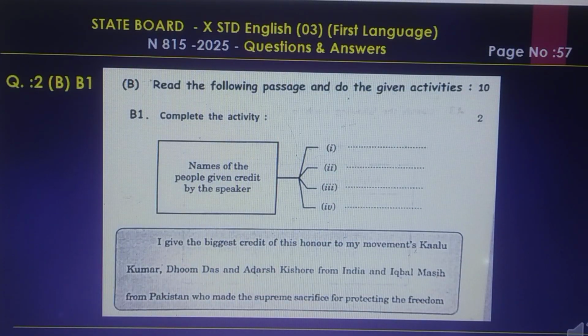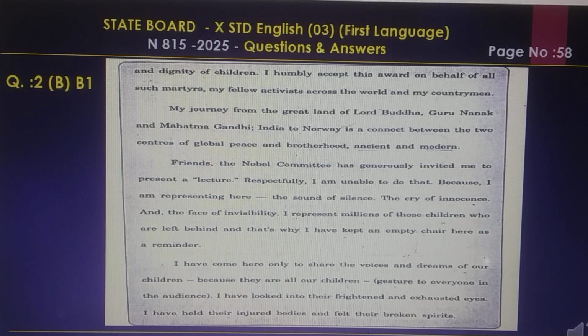And next question, 2B1. Read the following and do the given activities. Complete the activities. Names of the people given credit by the speaker. Here is the question.